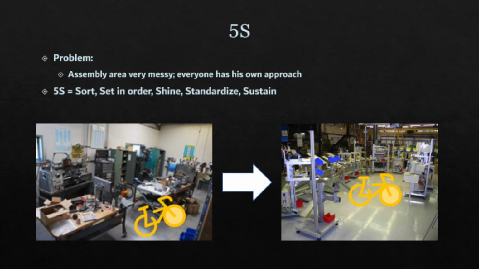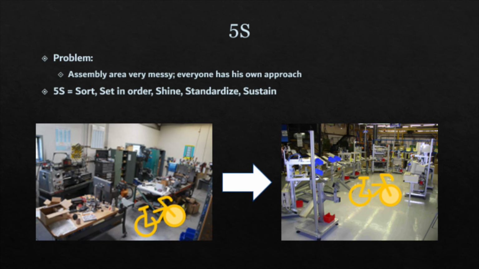First, with sort, all unnecessary items were removed. With set in order, every item got a specific location assigned. With shine, it was ensured that the work area is clean. With standardize, a certain efficient work procedure was established, documented and shared, and with sustain, regular meetings were implemented to ensure that the new standardized way was maintained and in order to initiate further improvements.